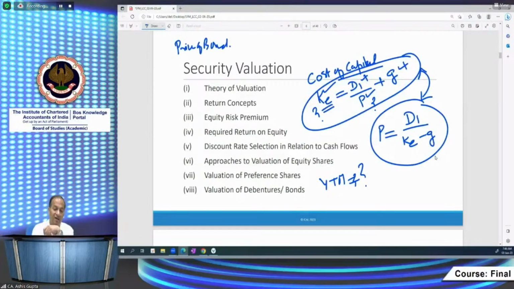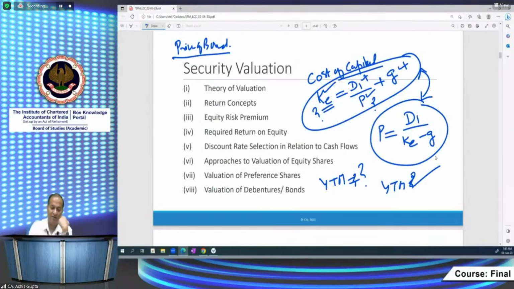But here, in security valuation, we have to determine the intrinsic value of the bond. What is the justified price of the bond? Because we are provided with the required YTM, the interest inflows, and the cash flow at maturity, we are supposed to calculate the intrinsic value. What is the justified price?